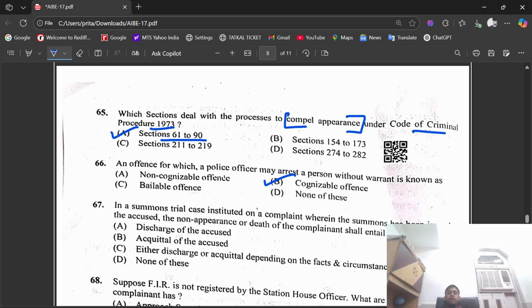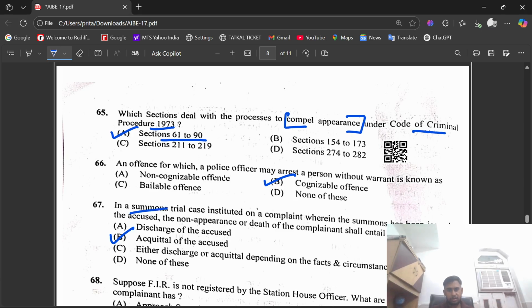क्वेश्चन नंबर 67. In a summons trial case instituted on a complaint wherein the summons has been issued to the accused, the non-appearance or death of the complainant shall entail option A, discharge of the accused, option B, acquittal of the accused, option C, either discharge or acquittal depending on the facts and circumstances of the case, option D, none of these. The right option is option B, that is acquittal of the accused.